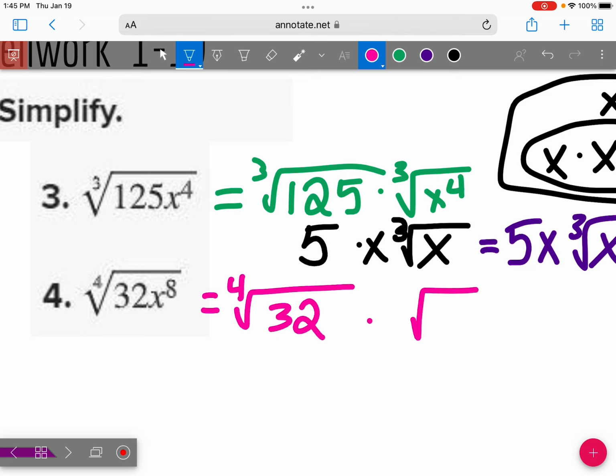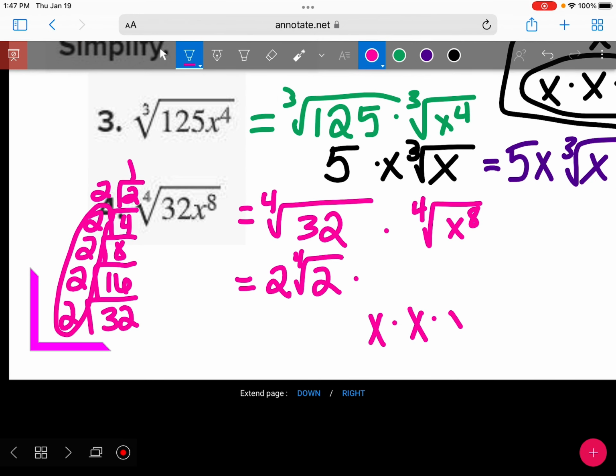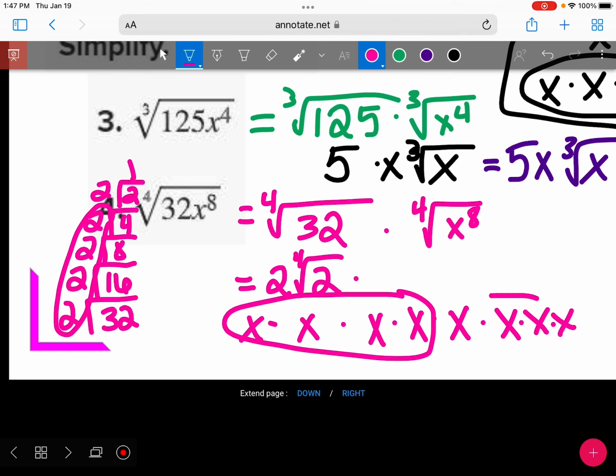And then x to the 8th, the fourth root of x to the 8th. If you do, what'd you say? X to the 4th. But if we do x times x times x times x times x times x, 1, 2, 3, 4, 5, 6, 7, 8. We're doing groups of 4, right? How many groups of 4 can we get with 8 x's? 2, right? So not x to the 4th. It's super close, though. I see what you're doing there. But x to the what? X to the 2nd. Yeah.